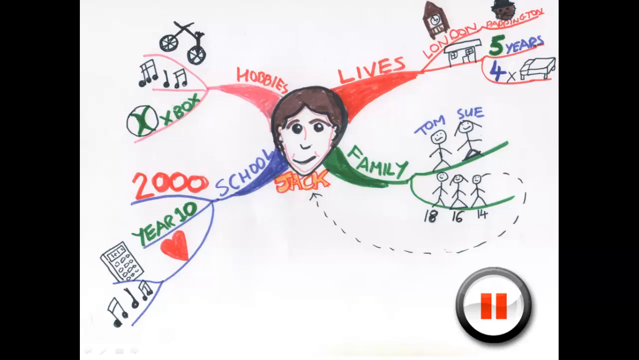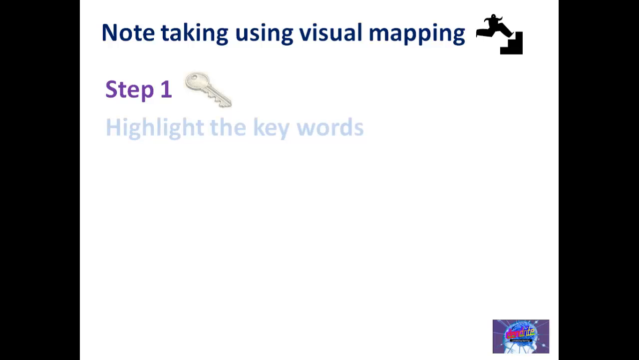The chances are you managed to recall a lot of information. Imagine being able to remember like this for exams. I'm going to show you now how to step by step put a visual map together from a piece of text. Now, step number 1, you'll need to highlight the key words.